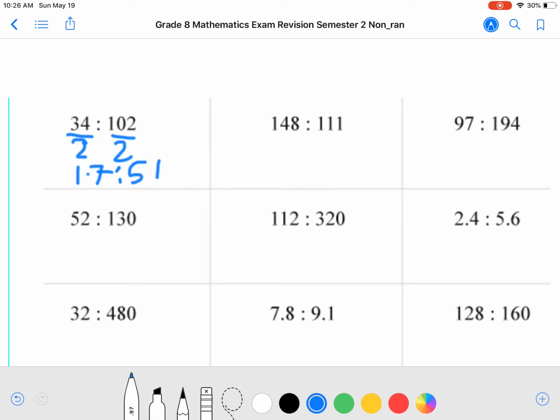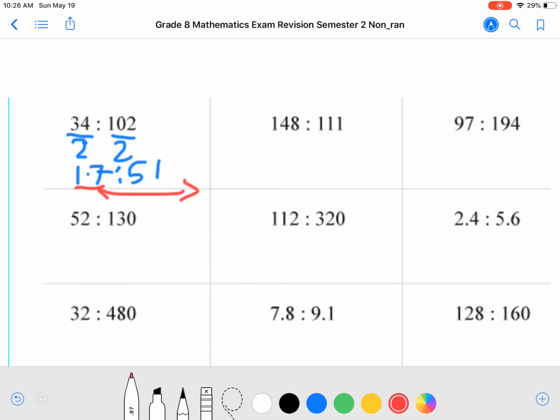Now let's see if we can go any further. This is normally a tricky one, because 17 is a prime number. That means it only has 2 factors, 1 and itself. So the only way you can go further is to divide 17 by itself and see if it goes into 51. And if you check, it actually does go into 51 exactly 3 times.